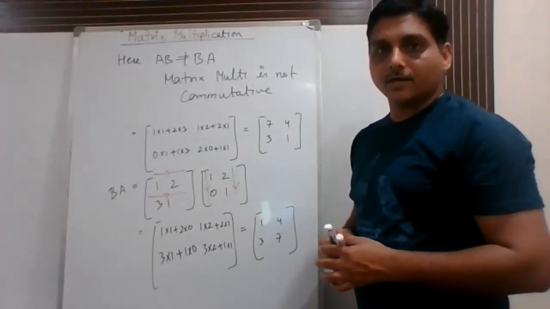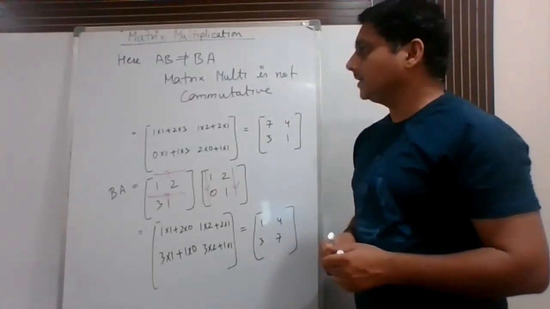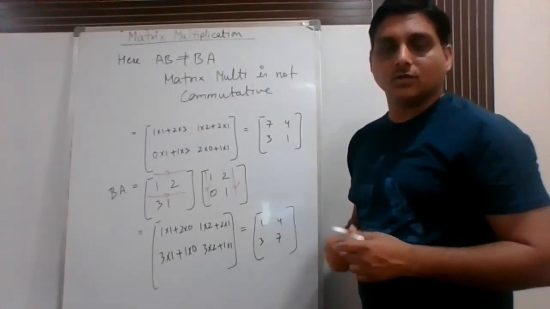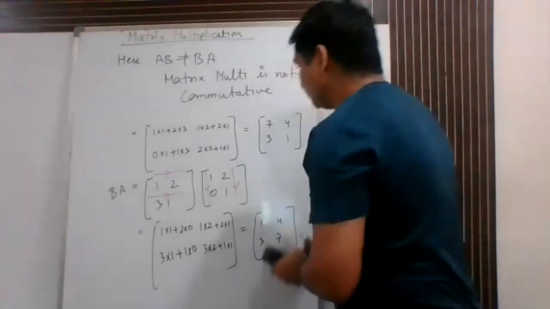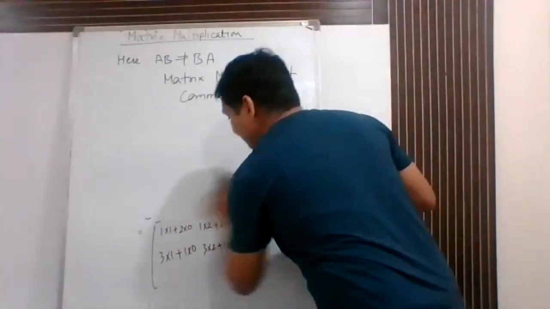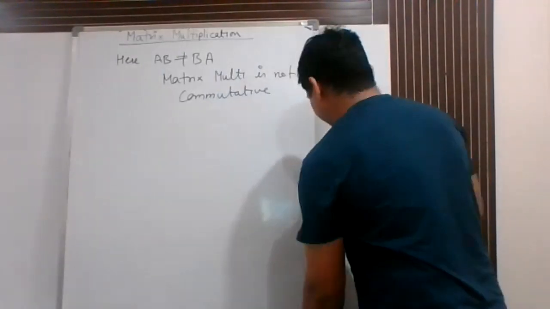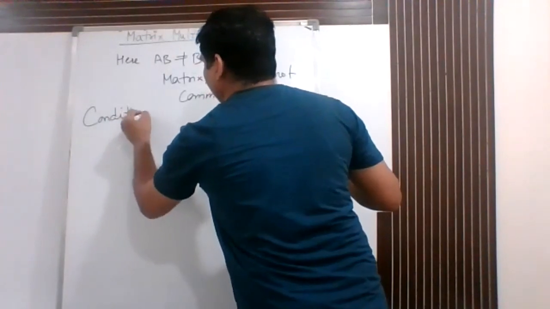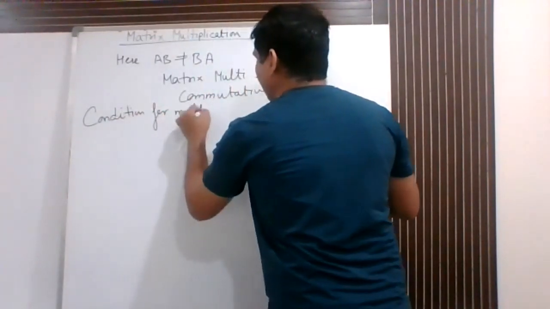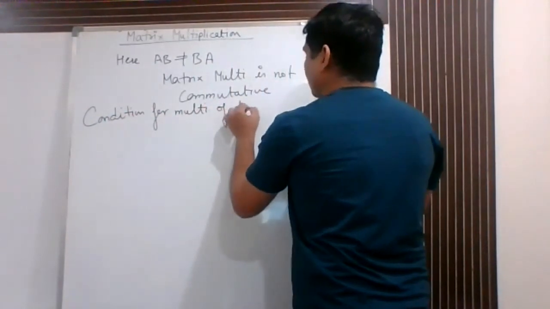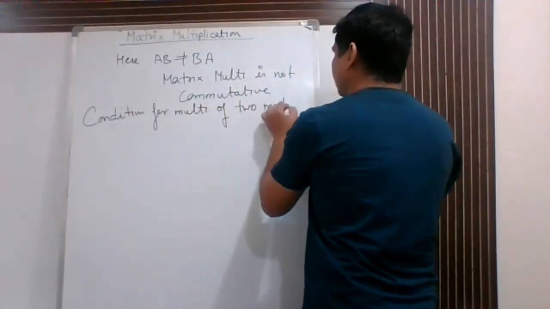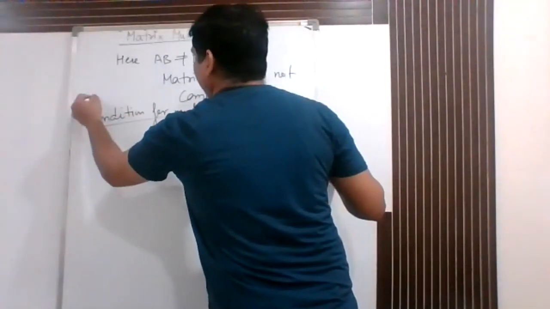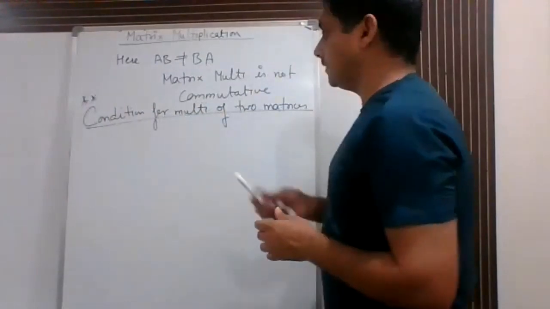Now, after this, you can write down one important condition, that is condition for multiplication. So when you can perform this multiplication of two matrices. So now this is an important condition for multiplication of two matrices. So this is a very important topic, condition for multiplication of two matrices.